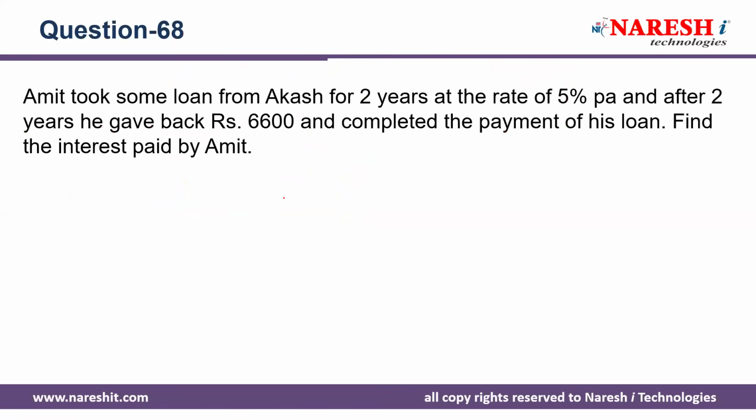Now see this model. Amit took some loan from Akash for 2 years at the rate of 5% per annum. After 2 years, he gave back 6,600. That means 6,600 is the amount value. Amount is the total you return, which includes the principal plus interest, and with 6,600 he completed the payment of his loan. Find the interest paid by him.